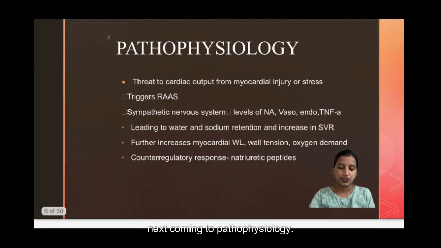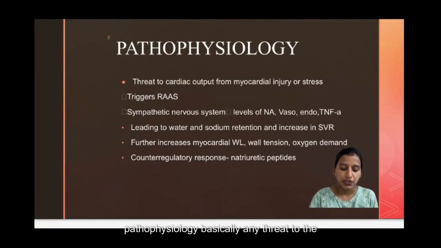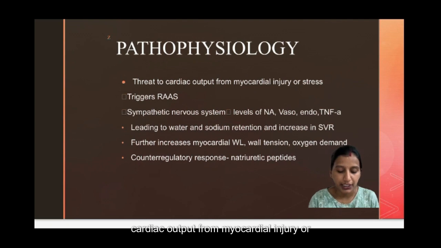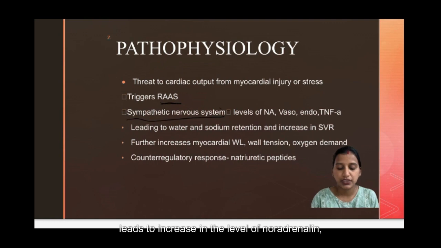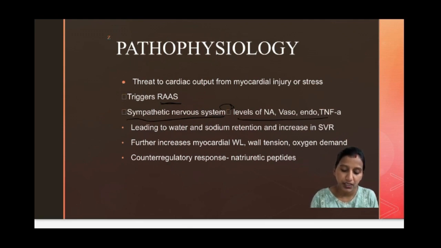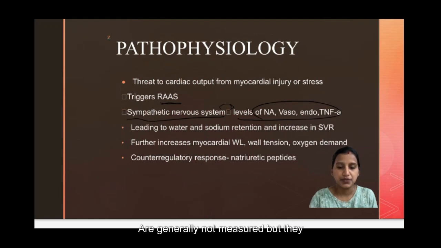Next, coming to pathophysiology. Basically any threat to the cardiac output from myocardial injury or stress leads to further triggering of the renin, angiotensin, aldosterone system and sympathetic nervous system, which in turn leads to an increase in the levels of noradrenaline, vasopressin, endothelin and tumor necrosis factor alpha. These hormones are generally not measured, but their levels directly correlate with mortality.